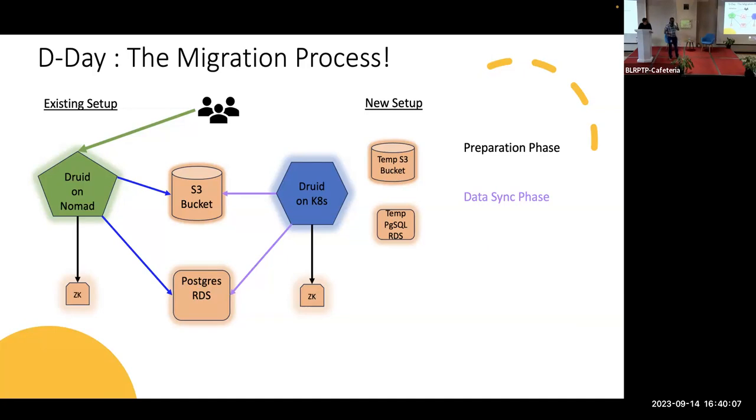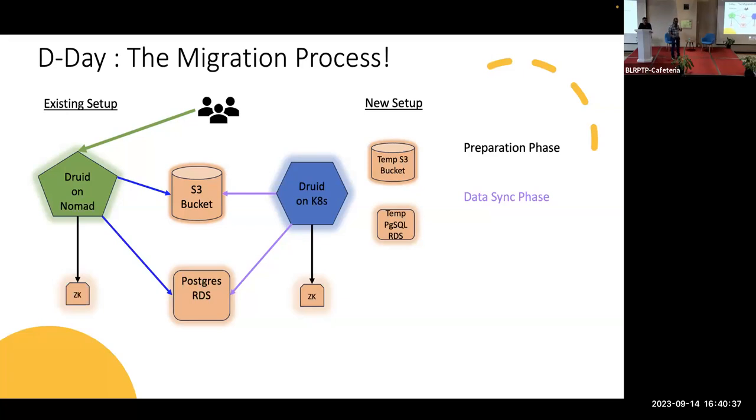Because we want to make sure that data corruption does not happen. Now we are pointing to the same S3 bucket and the metadata storage, right? So once these are connected, what will happen? The Druid historicals on the Druid deployed on Kubernetes will start downloading the segments. It will start pulling the segments.